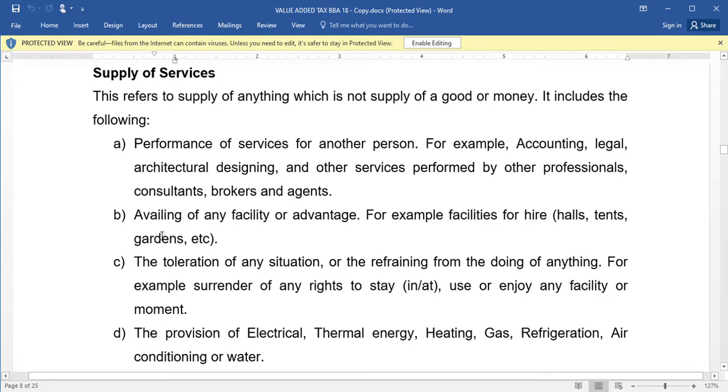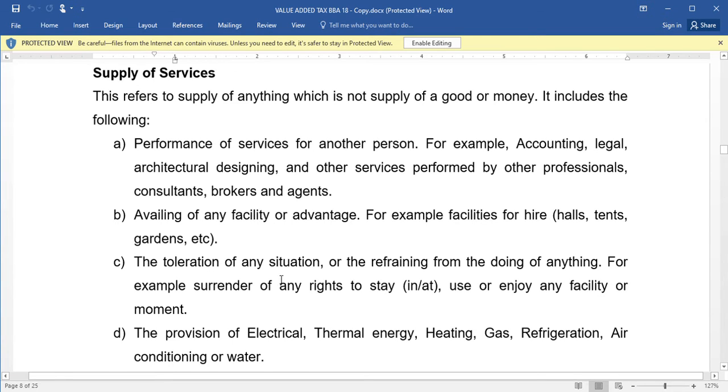Then it includes availing of any facility or advantage. For example, facilities for hire, halls, tents, and then gardens. It is also supply of services, offering a facility at a consideration.